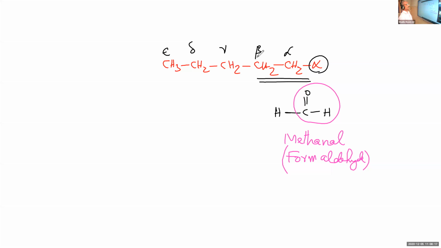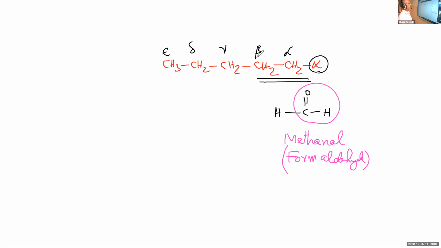Now my question is this: how many alpha hydrogens are there in methanal? Achyut: One, sir. One? What is alpha hydrogen? Come on, try. The hydrogen on alpha carbon. Hydrogen on alpha carbon, that is alpha hydrogen.